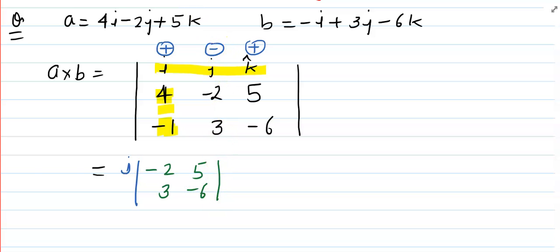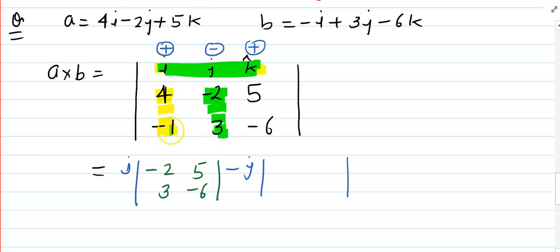Then it is minus j. Let's write down here minus j. Then if you leave this row and this column, what is visible? 4, minus 1 and 5, minus 6. So 4, minus 1 and 5, minus 6, and finally it is plus k.